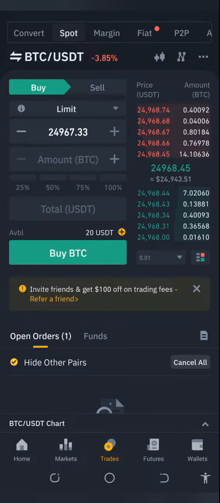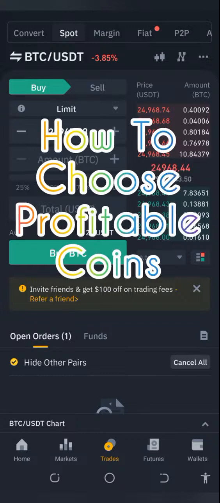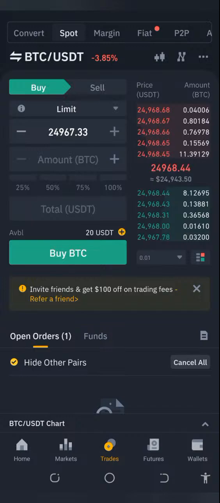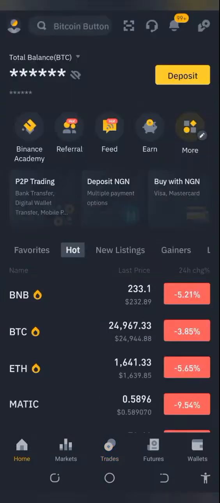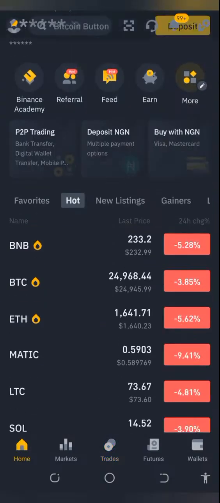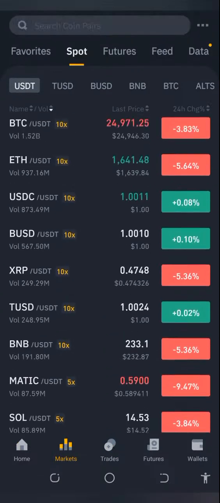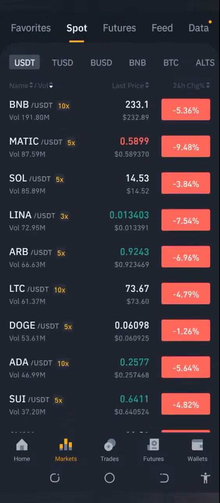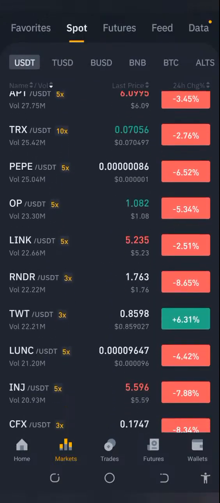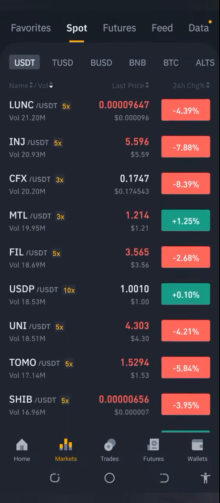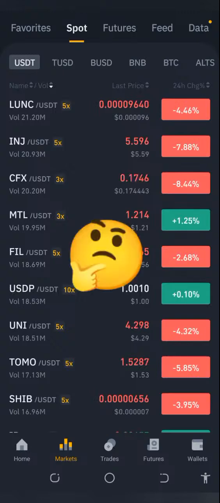So in our income strategies program, first off, we're going to share with you all the vital information that you need to choose profitable coins. Yes, you need to know how to choose profitable coins. Let me go to the homepage so you understand what I'm saying. On markets, we're going to see all these awesome coins. When you click on spot, you'll see so many coins here. And of course, I know that just looking through it, you're confused as to which one you will choose. I understand that.